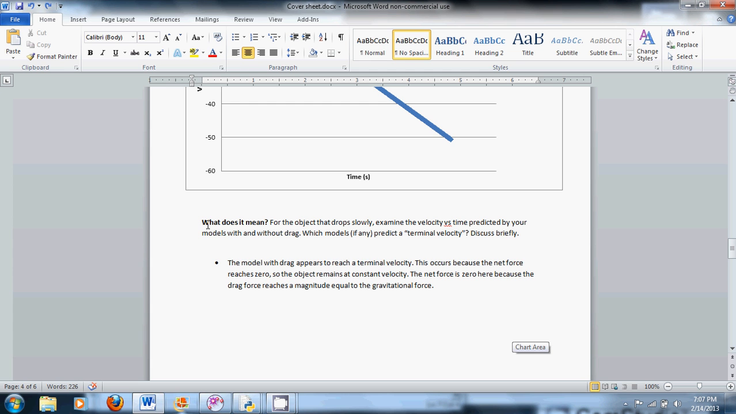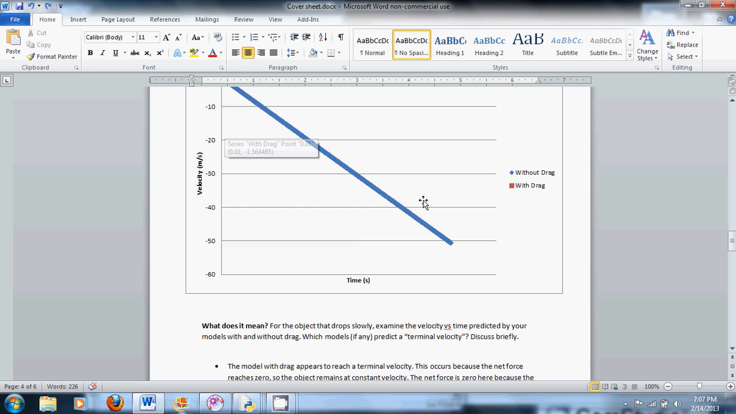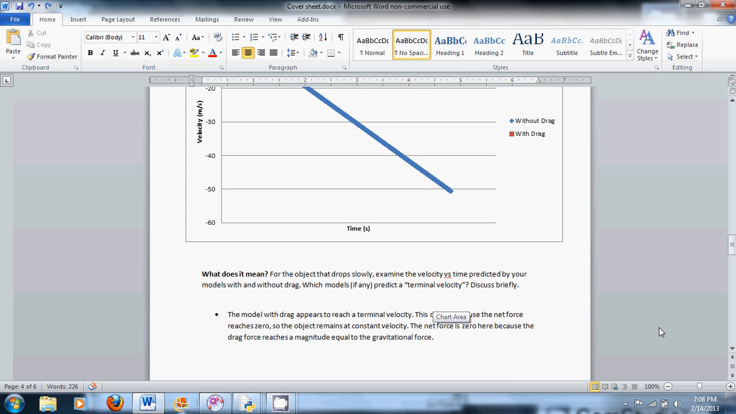So what does this mean? When we're comparing the velocity of the falling bag without the drag force compared to with the drag force, it appears as though the data with the drag force reaches a terminal velocity. This occurs because the net force reaches 0, so the object remains at a constant velocity. The net force is 0 here because the drag force reaches a magnitude that is equal to the gravitational force.